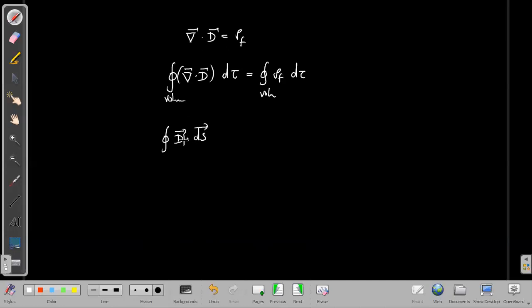I can convert the surface integral into a volume integration of its divergence. That should be equal to the total free charge QF. So the closed integral of D dot ds is equal to QF. This is the integral form of Gauss's law. Now this can be used in some cases to find the electric displacement in terms of the total free charges.